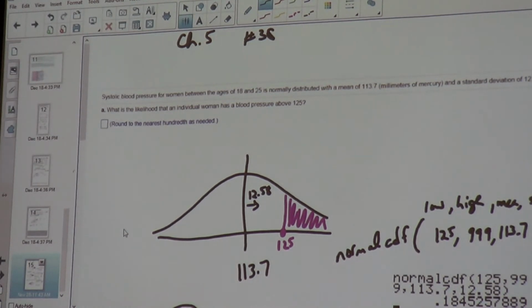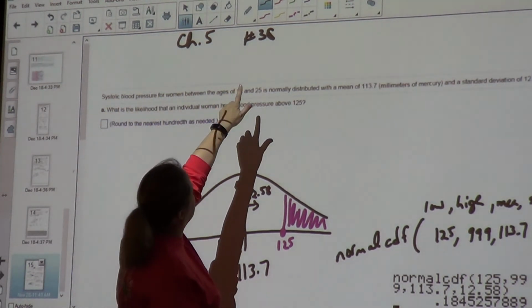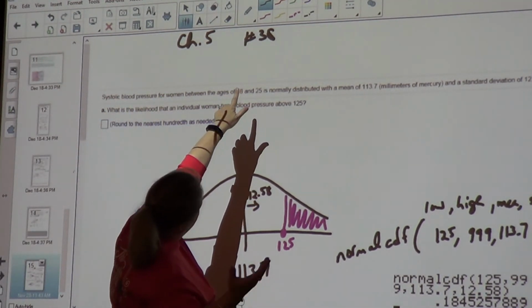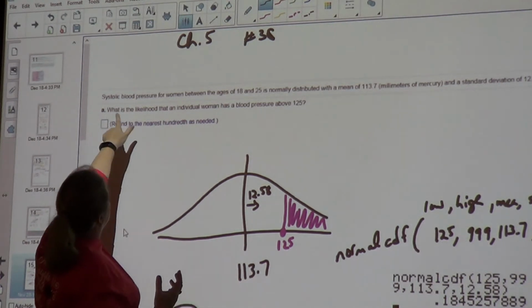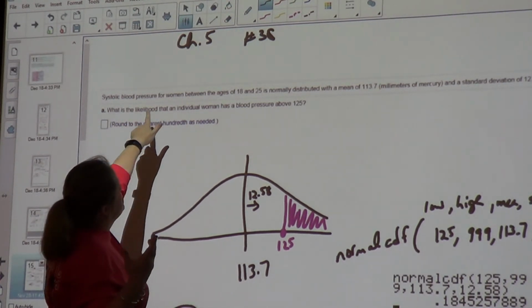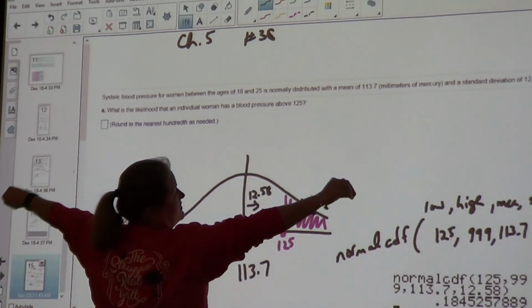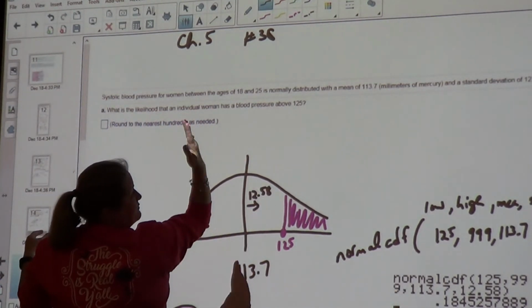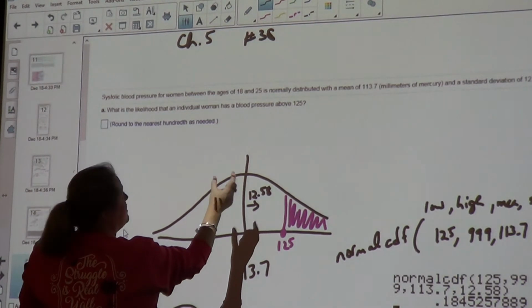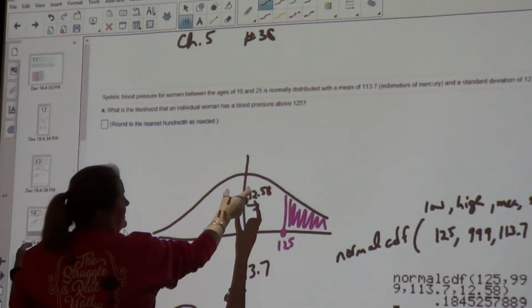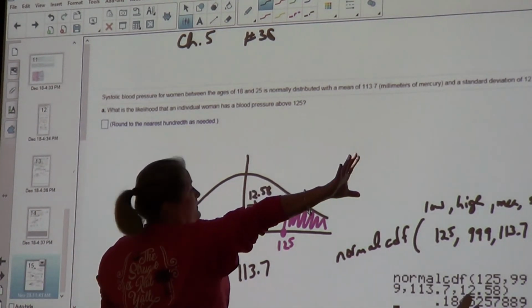Now, I do have, for some reason, this problem out here. Last semester, somebody must have asked me this about a homework question. So because they asked me, I'm figuring y'all may want to know. This was chapter 5 homework number 38 maybe. It says systolic blood pressure for women between the ages of 18 and 25 has a normal distribution with a mean of 113.7 and a standard deviation of 12.58. What is the likelihood that it's 125 or above?